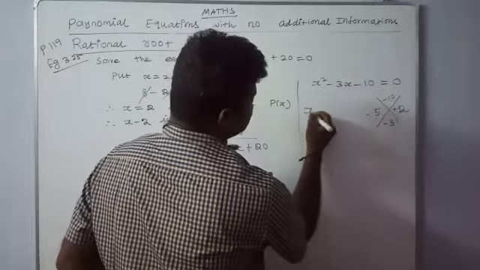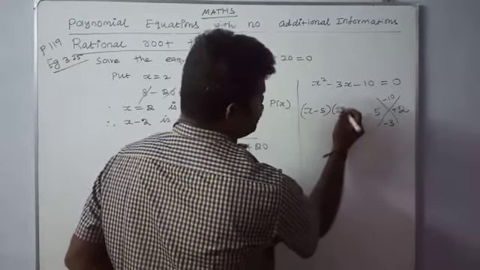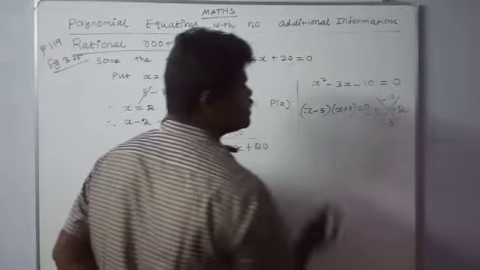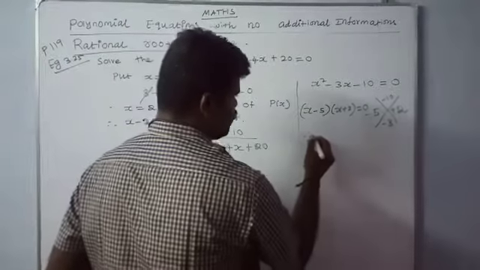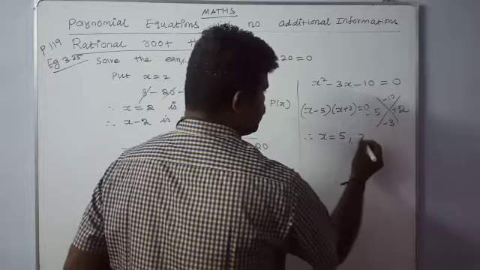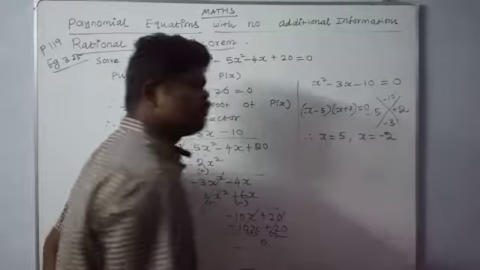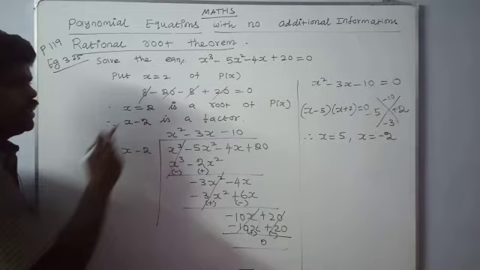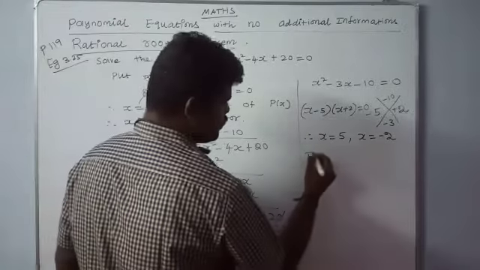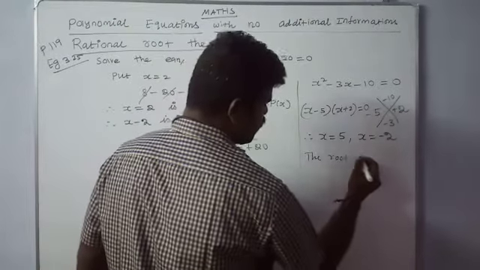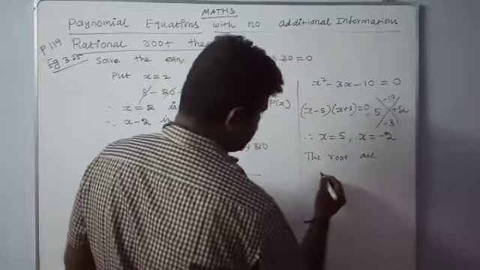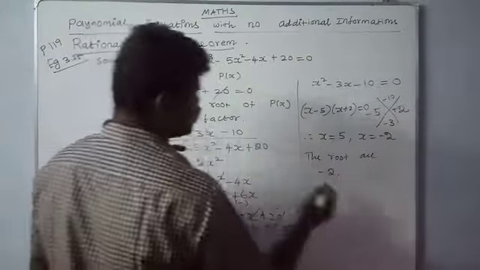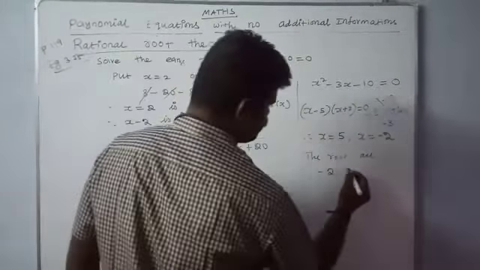Therefore, x minus 5 into x plus 2 equal to 0. Therefore, the roots are x equal to 5 and x equal to minus 2. Already one root is there, x equal to 2. Therefore, the roots of the given polynomial are minus 2, 2, and 5. There are 3 roots in the cubic polynomial. Okay, refer to the sum and we go to the next sum.